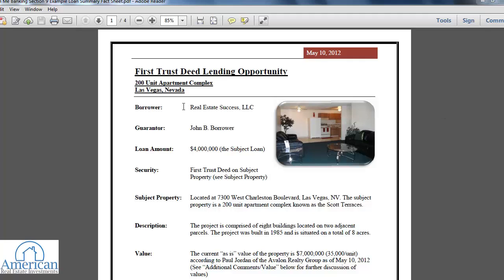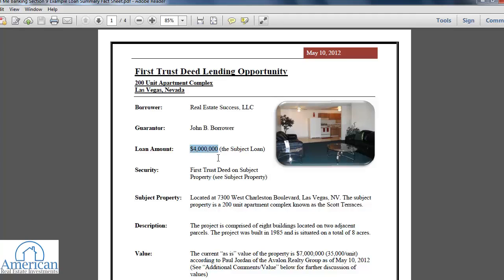You'll find here that the borrower is Real Estate Success LLC. Now this is just a company, it's an entity, and it needs to be signed for by an actual individual, and that individual is John B. Borrower. Next, we're going to take a look at the loan amount. John wants to borrow $4 million. And he wants to borrow $4 million to be able to acquire this property, rehab it, and eventually sell it for a profit.